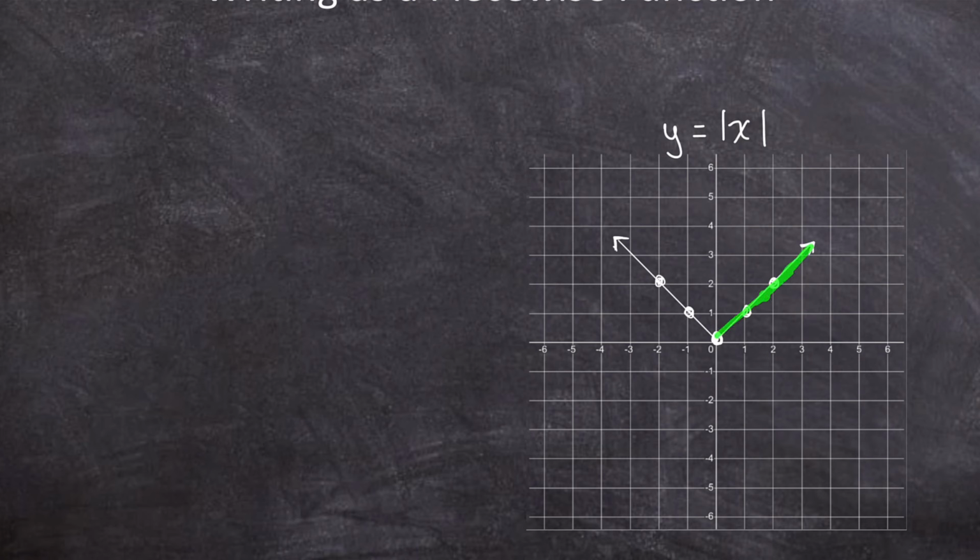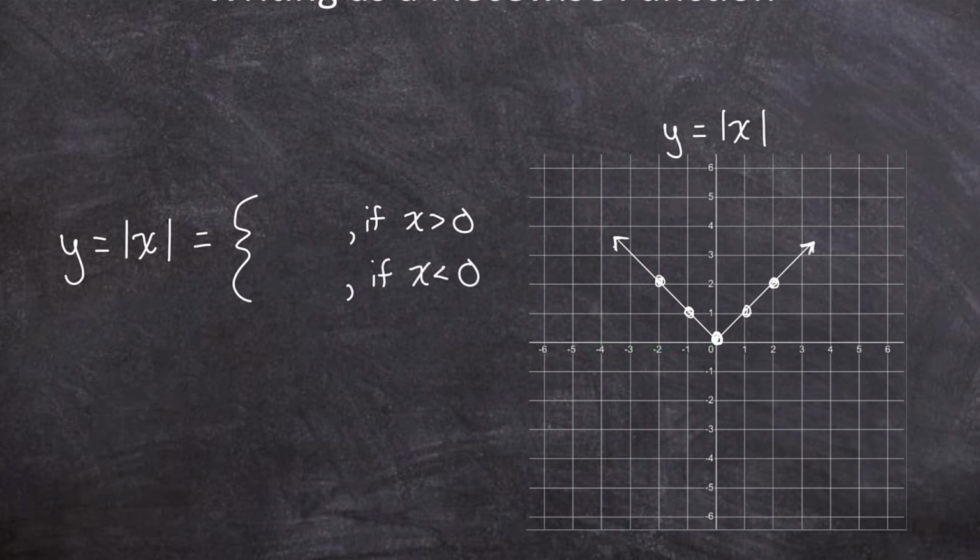Notice the right side of the function and the left side of the function are 2 different linear functions. So I could rewrite this function, absolute value of x, as 2 different functions. The right side of the function is when x is greater than 0, and the left side of the function is for when x is less than 0. And now let's define both the left and right sides. The right side of the function, notice, is just a straight line that has a slope of 1 and a y-intercept of 0. So I could say it's equal to x.